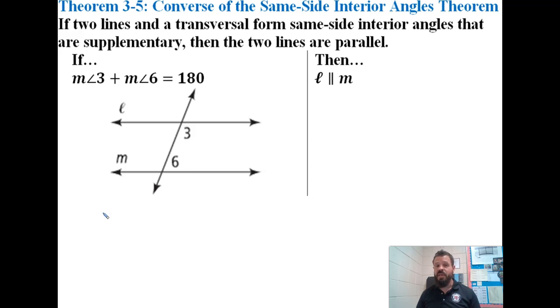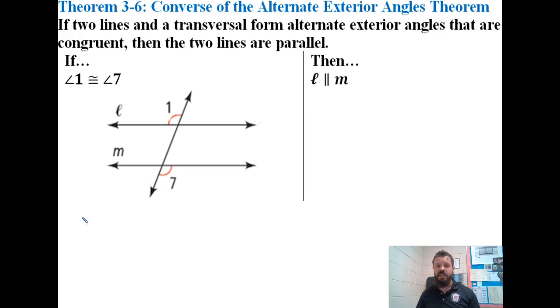We'll do the same thing with the converse of the same side interior angle theorem. The original same side interior angle theorem said if a transversal intersects parallel lines, then same side interior angles are supplementary. Here we'll say if two lines and a transversal form same side interior angles that are supplementary, then the two lines are parallel. Again, we're just flipping the order of that statement. So if I have same side interior angles, 3 and 6 here, that are supplementary, so they add to 180, we again know that lines L and M have to be parallel to each other.